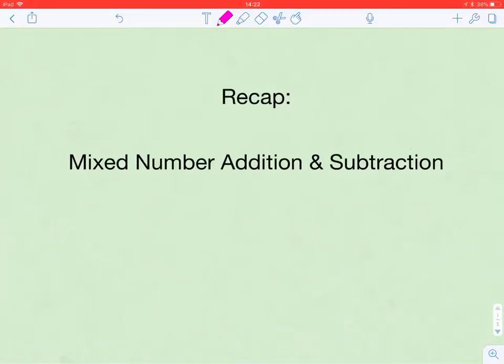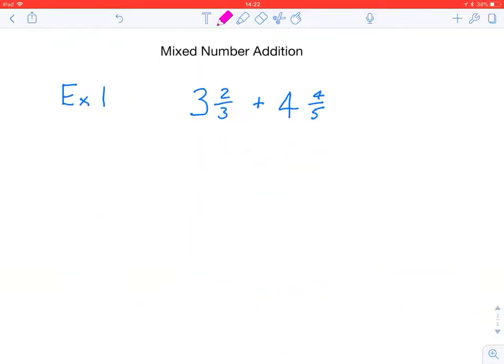A 3-minute recap on mixed number addition and subtraction. First addition: 3 2/3 plus 4 4/5. Now the first thing we do here is add the whole numbers. So 3 plus 4 is 7.